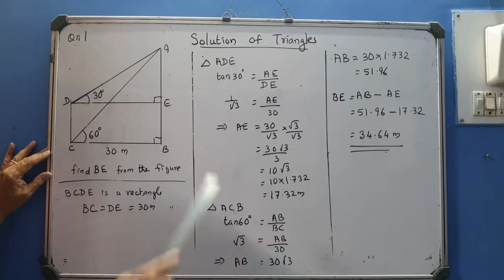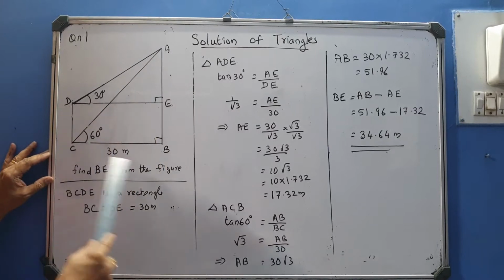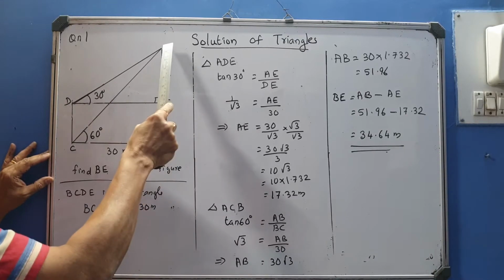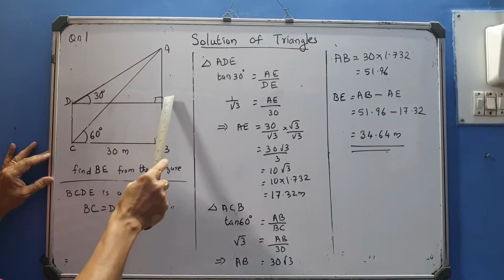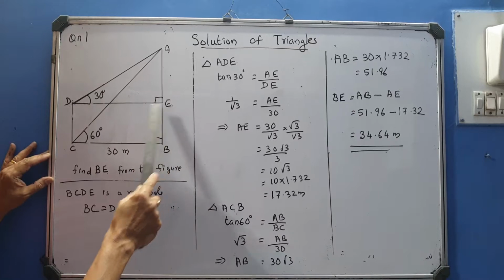Now we are going to the application of trigonometry, solution of triangles. So there is a diagram given here. We need to find out the value for BE. So if you can find AB and AE, subtract, you get BE. So the question is to find out BE. So find out AB first, then AE, then subtract.